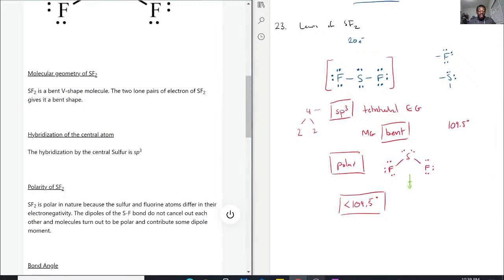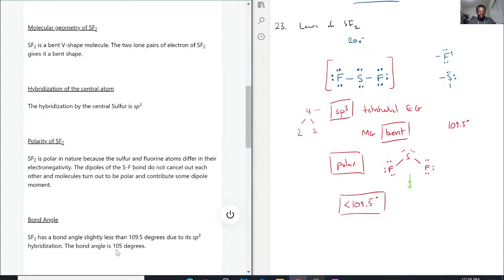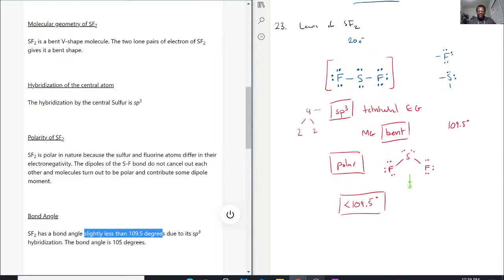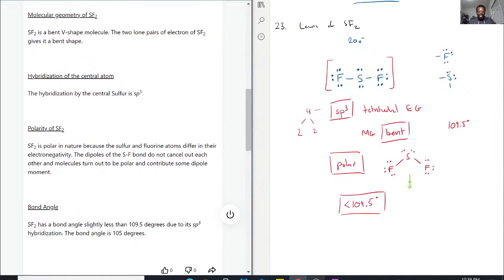Perfect. And now for the last part, bond angle, slightly less than 109.5 degrees. So they actually gave us the actual bond angle, which I'm surprised about. Most of the times we just know that it's less.